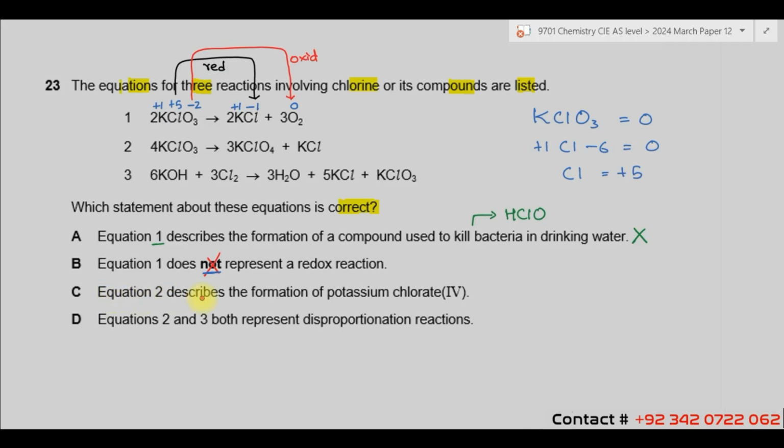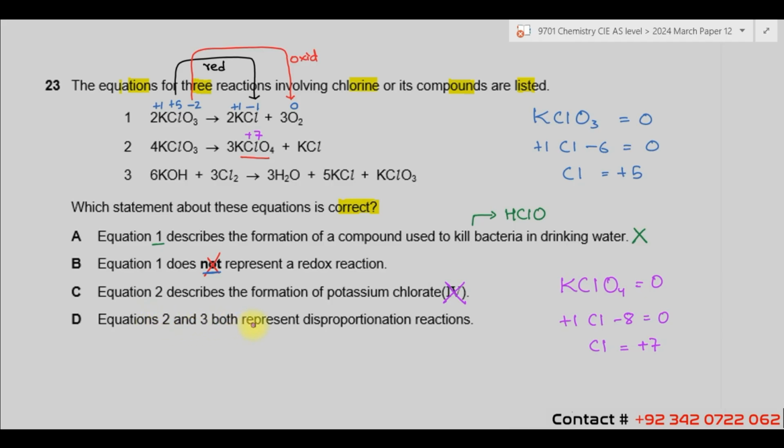Part C, equation 2 describes the formation of potassium chlorate(IV). Let's see if this is potassium chlorate(IV). We can find that by finding out the oxidation state of chlorine. So KClO4. Overall neutral. 1 potassium, 1 chlorine, 4 oxygens. Chlorine -7, or chlorine equals +7. So it is potassium chlorate(VII), not IV, because chlorine has oxidation state of +7.